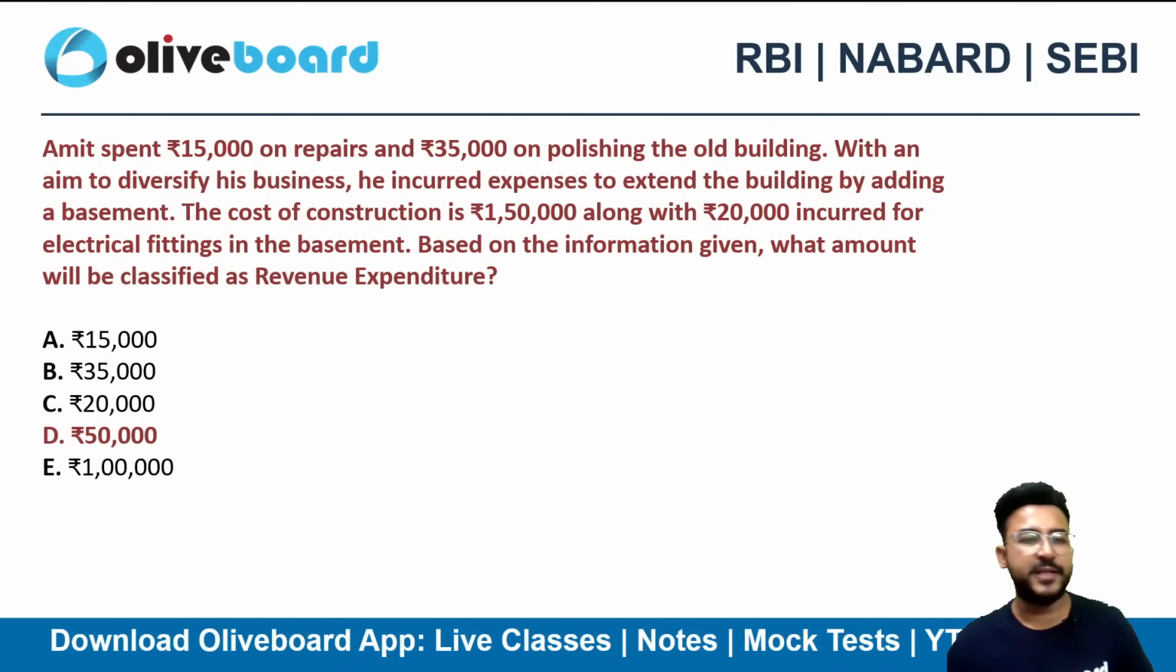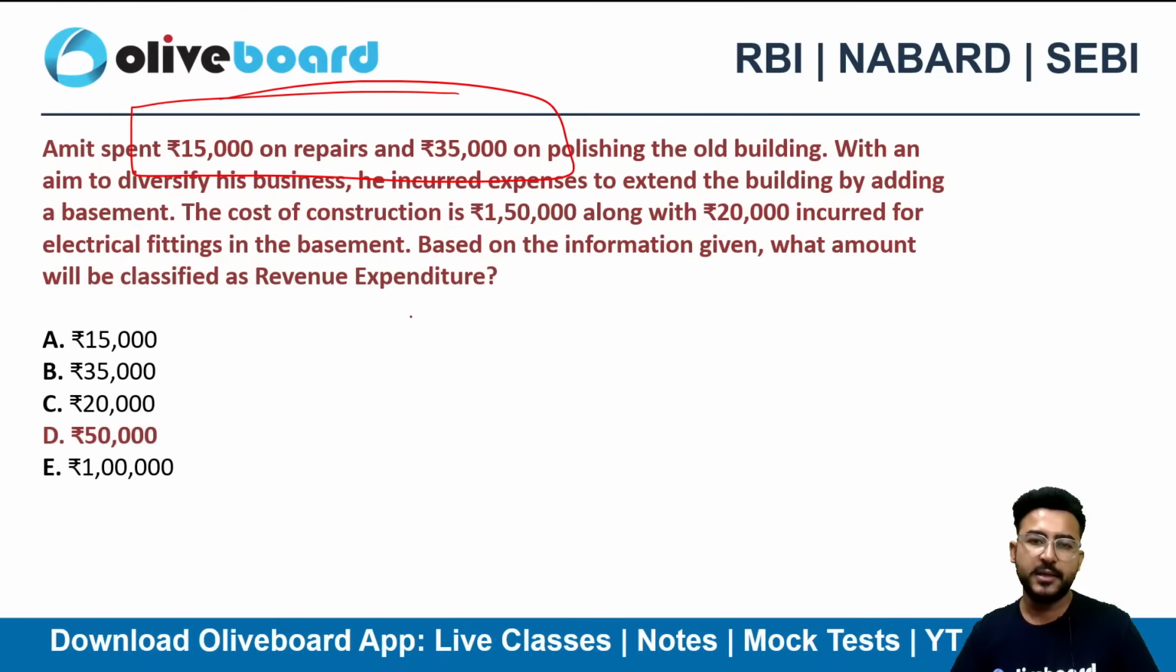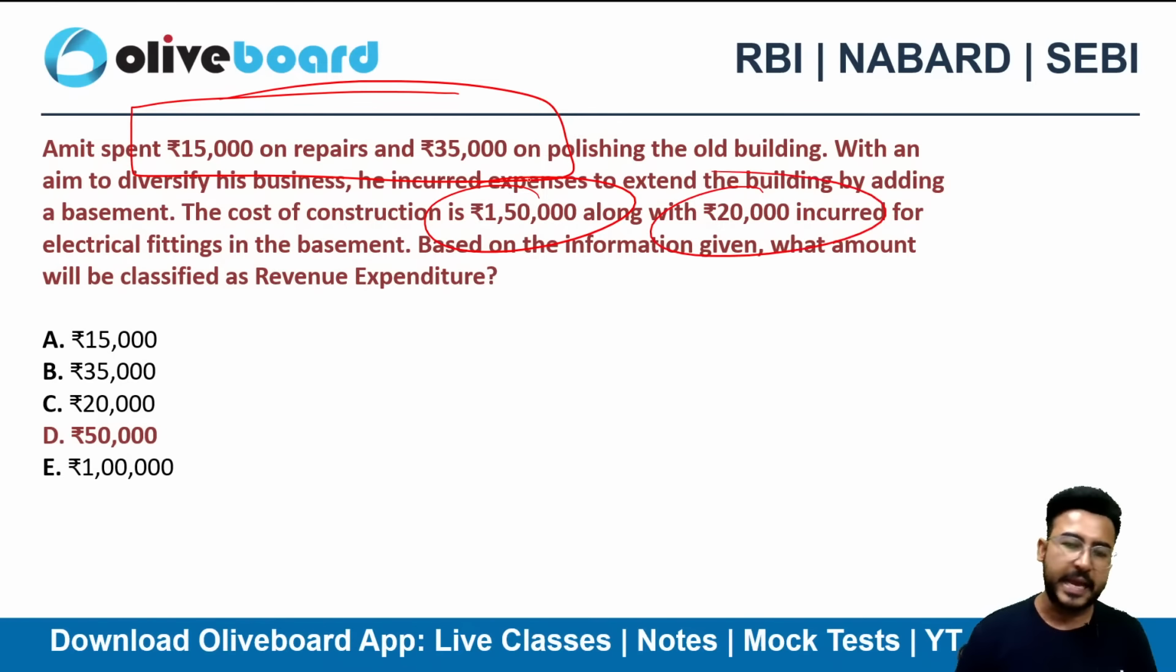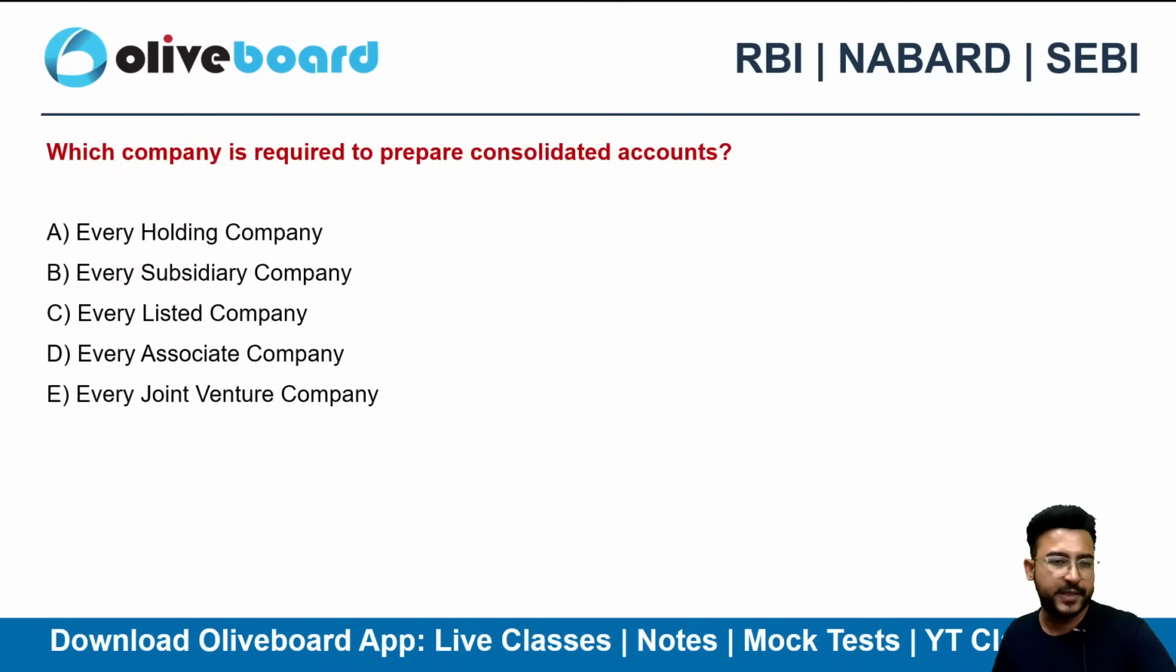Correct choice here is 50,000. Only the first and the second expenditure will be revenue nature expenditure. Rest both of them are capital nature expenditure. If I am constructing a basement, that's a capital nature expenditure. If I am doing electrical fitting for the first time in the basement, that's a capital expenditure. 50,000 is the correct one.